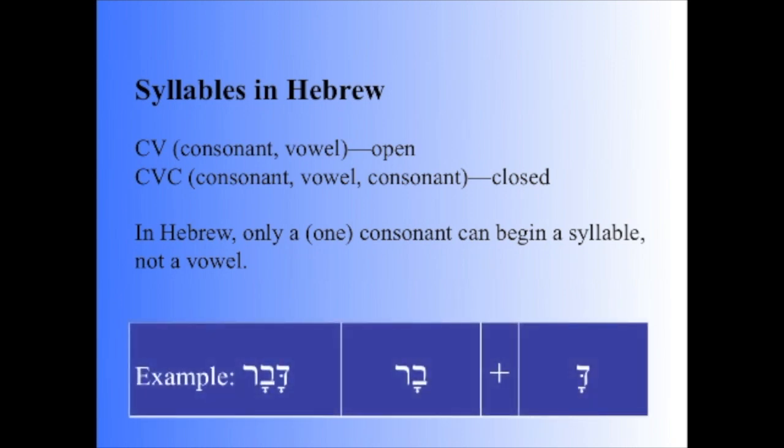An example here is the word davar, which actually means word. And you'll notice that the dalet plus the kamets is one syllable, and the beit kamets resh is the second syllable. The first one is open, the second one is closed, and you will not have a vowel beginning that second consonant.